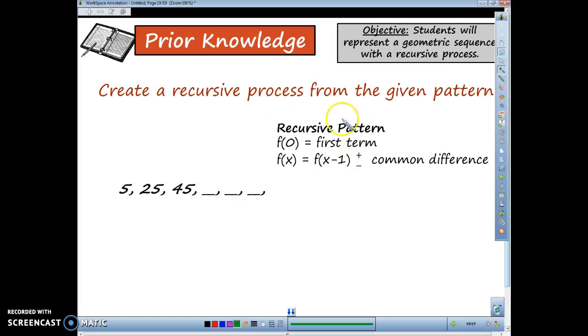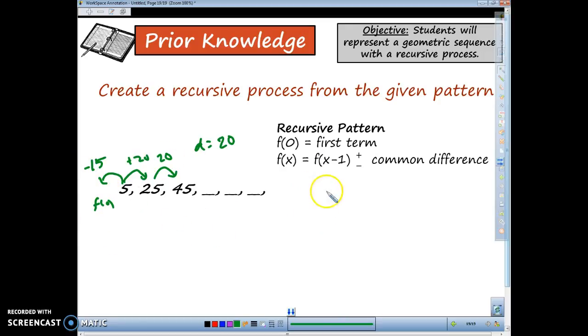Okay, so if I'm writing a recursive pattern, remember the first thing we need to do is identify our f of 0. So here, my d value, my common difference, we're adding 20 each time. So our d value is 20. Therefore, going backwards, our f of 0 value should be negative 15, right? I got 5 minus 20. So our recursive pattern for this problem is negative 15, f of x equals f of x minus 1 plus 20.